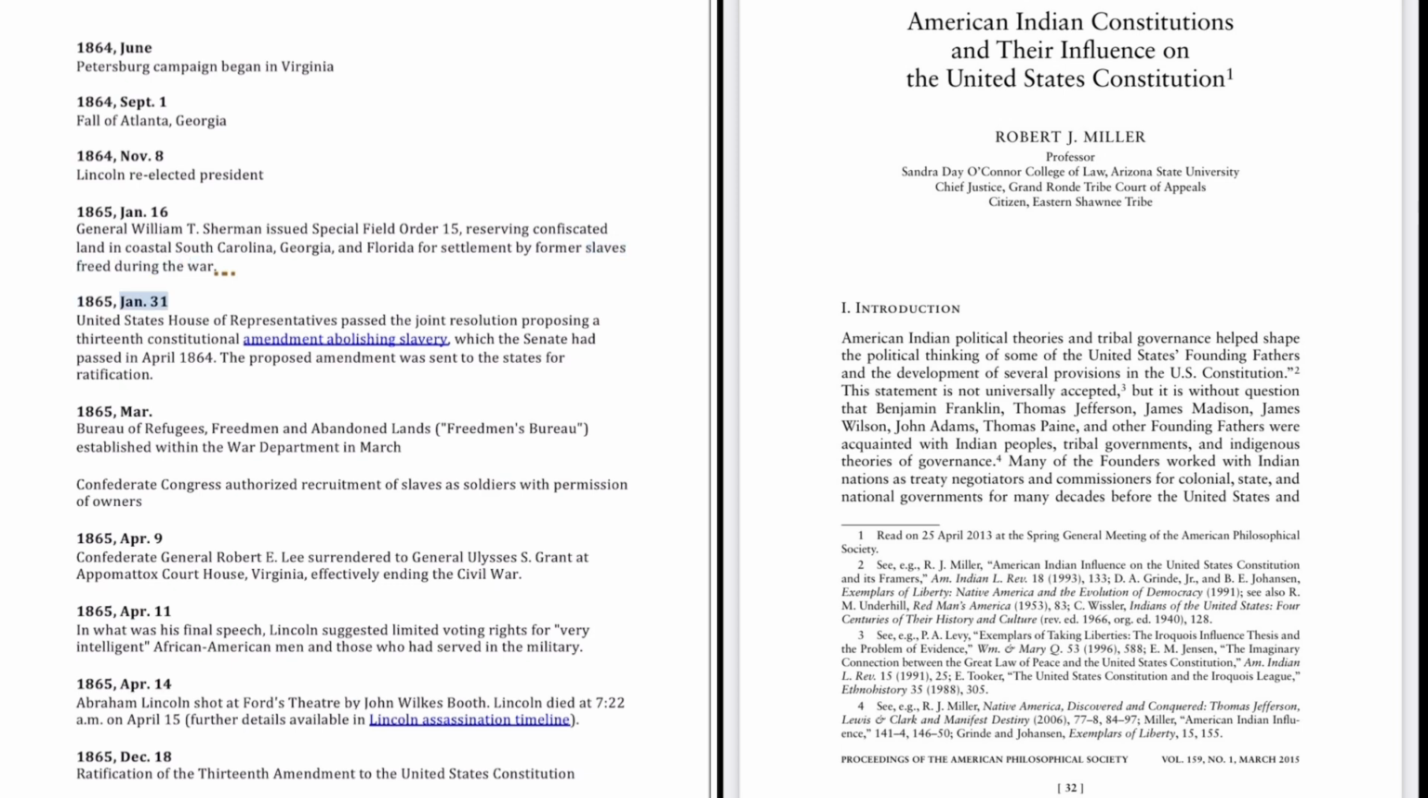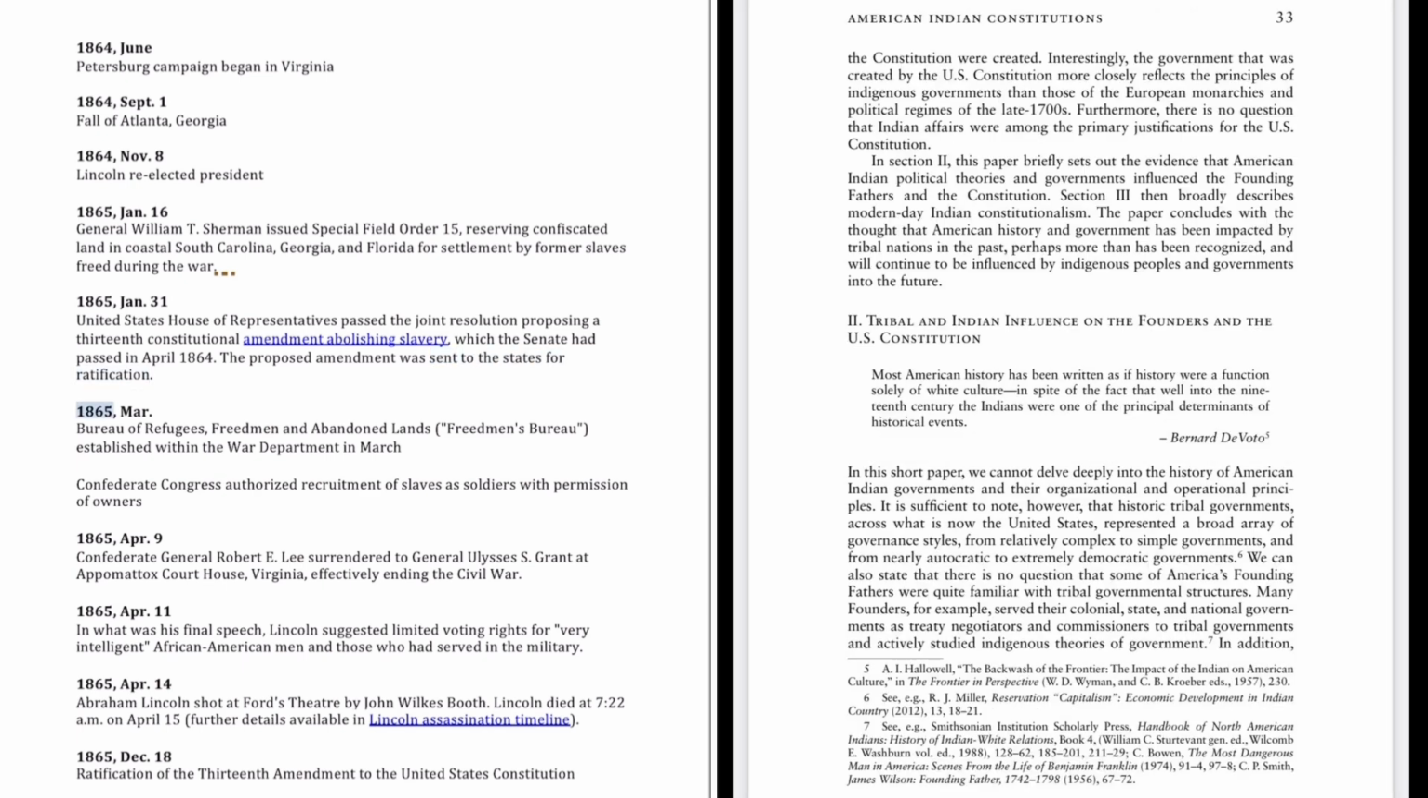1865, January 31. United States House of Representatives passed the joint resolution proposing a 13th constitutional amendment abolishing slavery, which the Senate had passed in April 1864. The proposed amendment was sent to the states for ratification. 1865, March. Bureau of Refugees, Freedmen and Abandoned Lands, Freedmen's Bureau, established within the War Department in March. Confederate Congress authorized recruitment of slaves as soldiers with permission of owners.